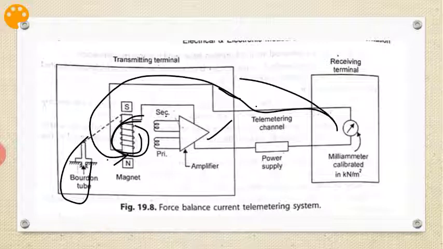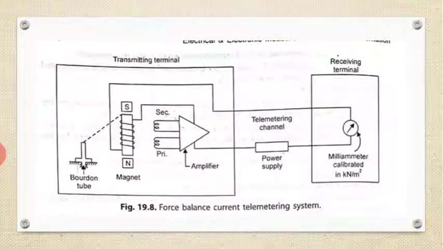I repeat here, the output is connected to the feedback force coil, which produces a force opposing the Bourdon tube input.